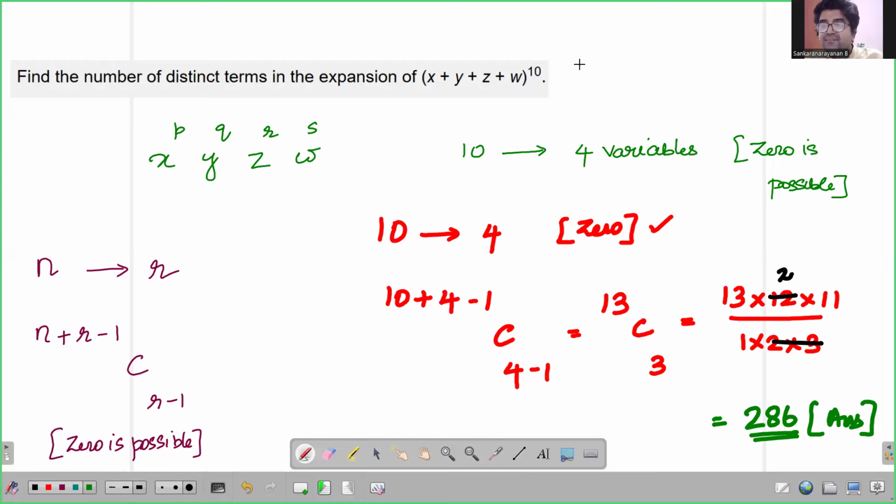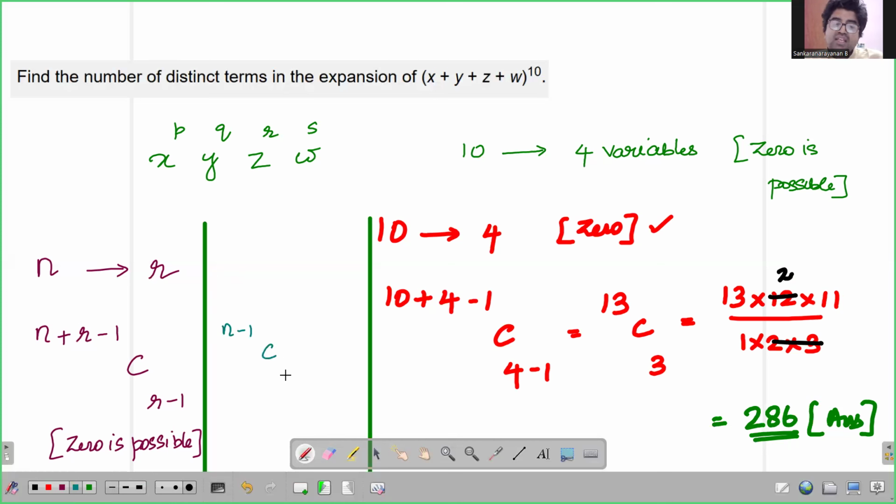All right. Now, I shall also explain one more scenario. Listen to me very carefully. N is getting distributed among r variables. Here, I presented the case where 0 is possible. But what if 0 is not possible? For that also, we have learned the number of ways we can do it. It will be n minus 1 C r minus 1. This is what you will consider when 0 is not possible.